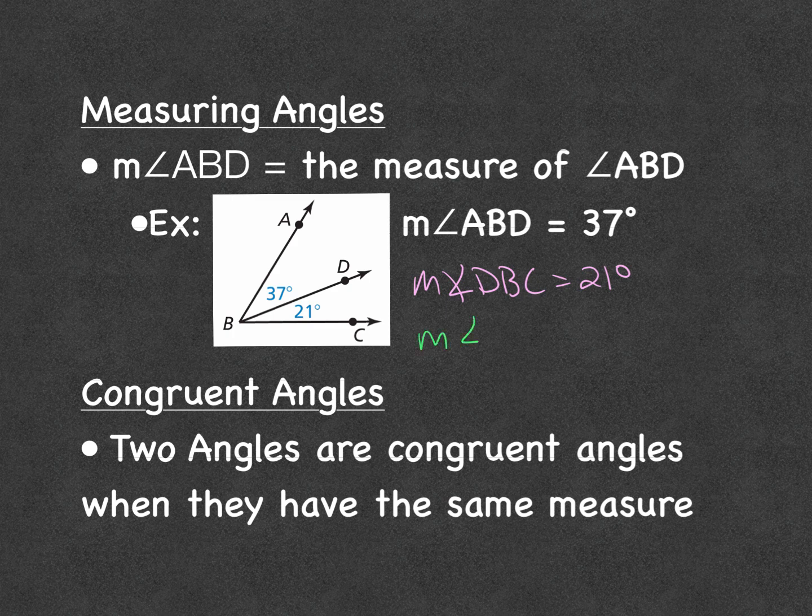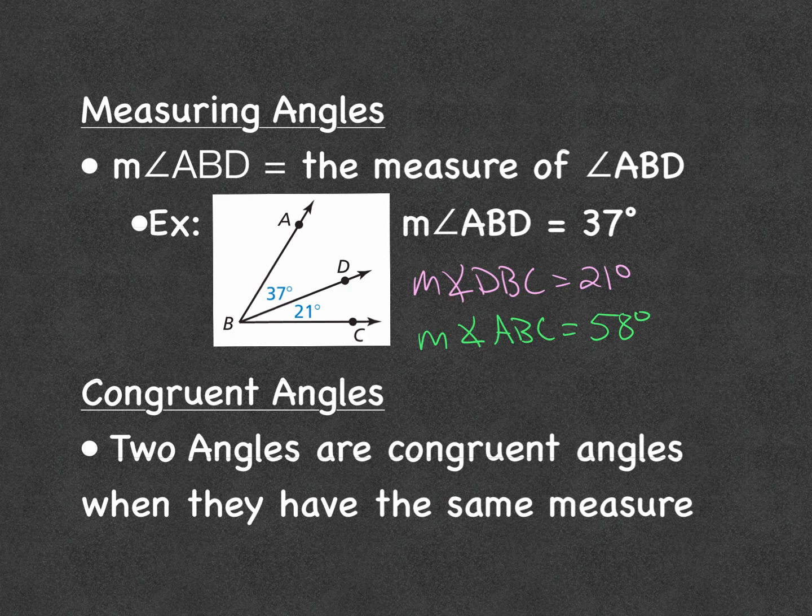What about the measure of angle ABC? 37. Nope, that's ABD. Oh, wait, never mind. ABC. What do you think we do to find ABC, the large one? Yeah, we just add up all the ones inside of that one. Think of the alligator's mouth as ABC, so it includes all of that. So we just add them up. 37 plus 21 is how much? 58. Any questions on that part?